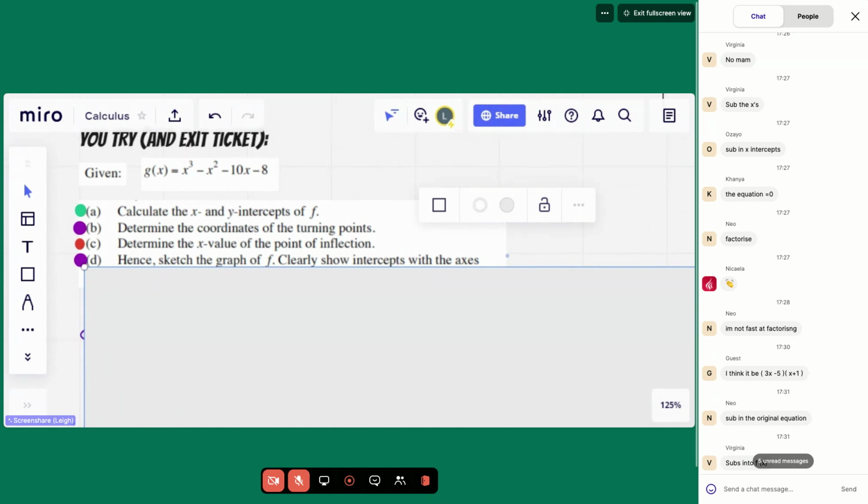So for your Y-intercept, let X be 0. For your X-intercept, let Y be 0. I will help you if you need me to with the factorizing of the cubic function. All right, so just get started on that. Or Ntandukazi, what you could do, if you understood how to calculate the coordinates at the turning points, you could go straight to that question if that made a bit more sense than the factorizing.